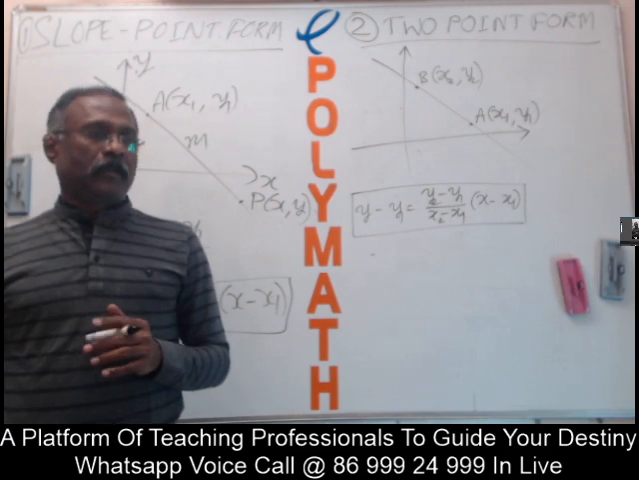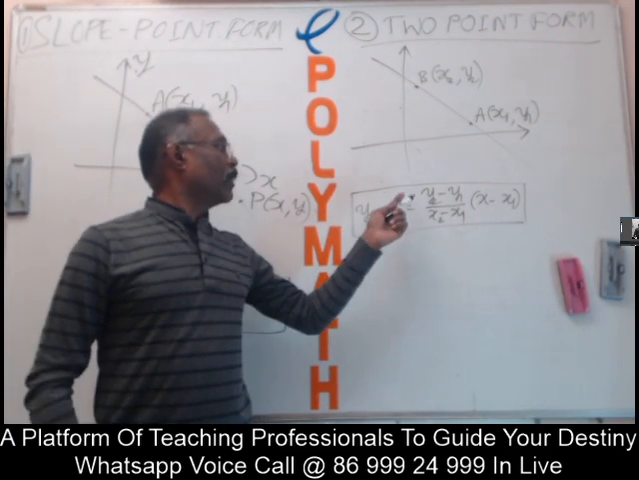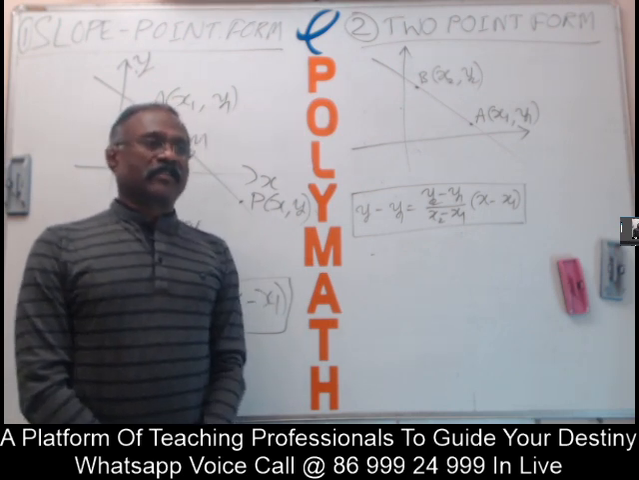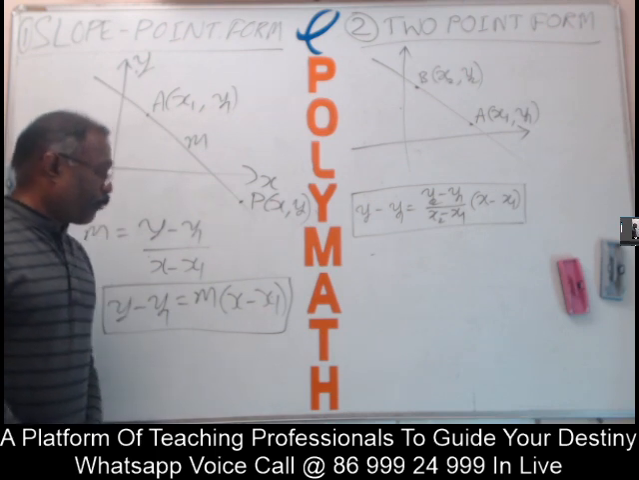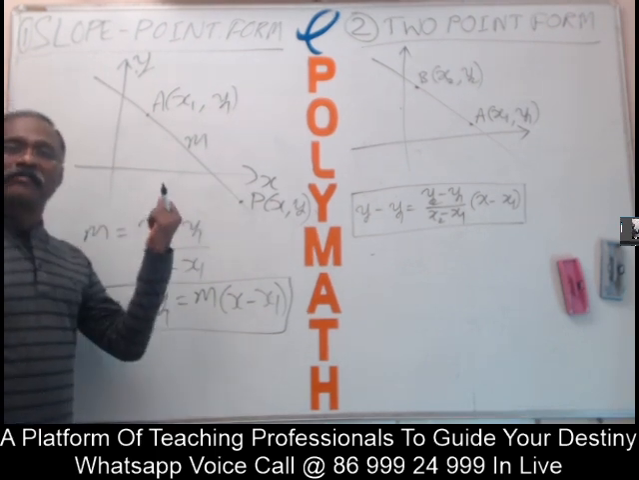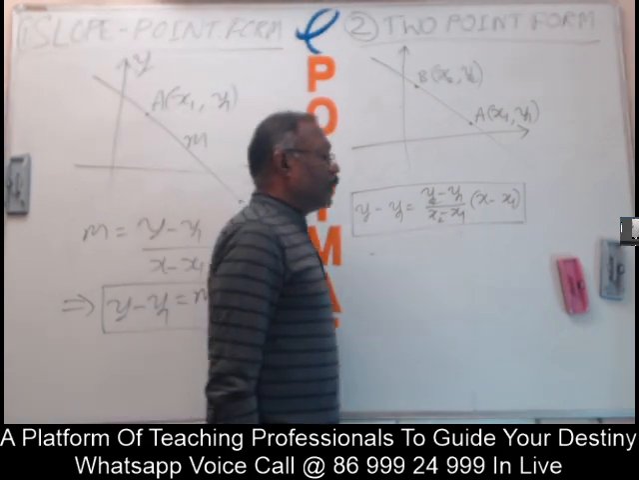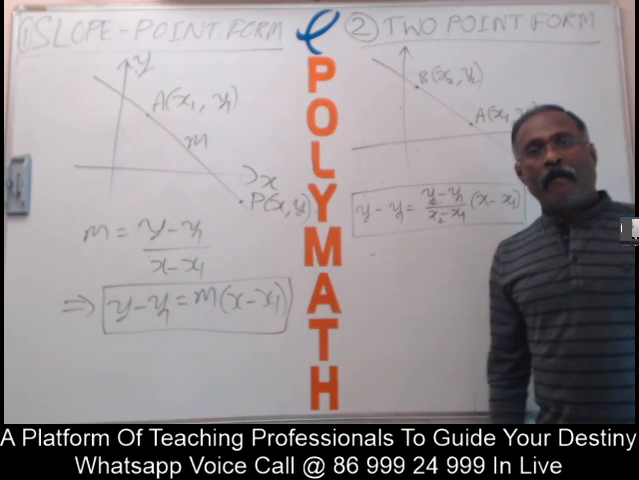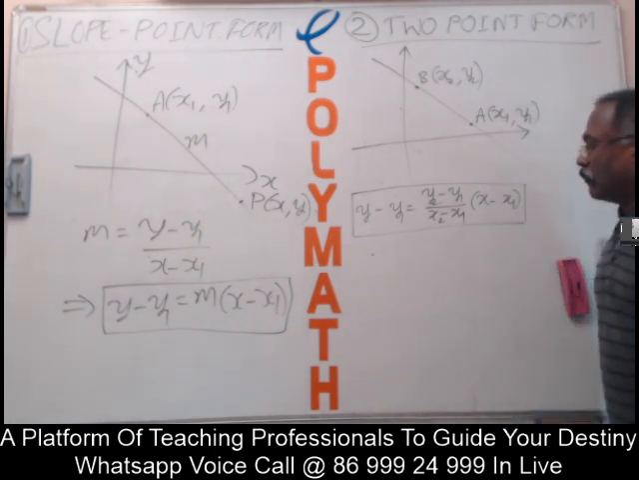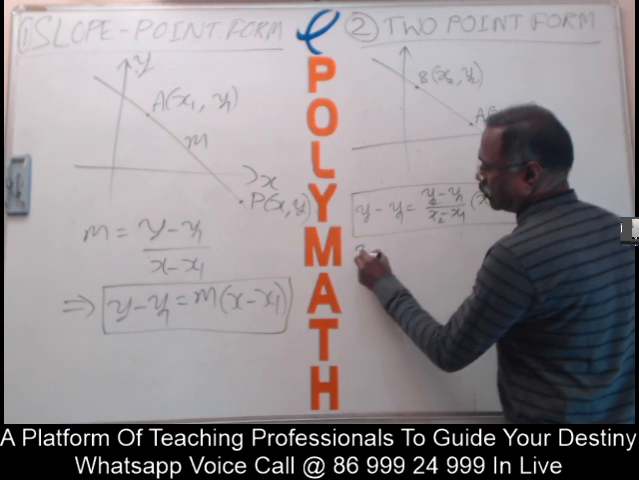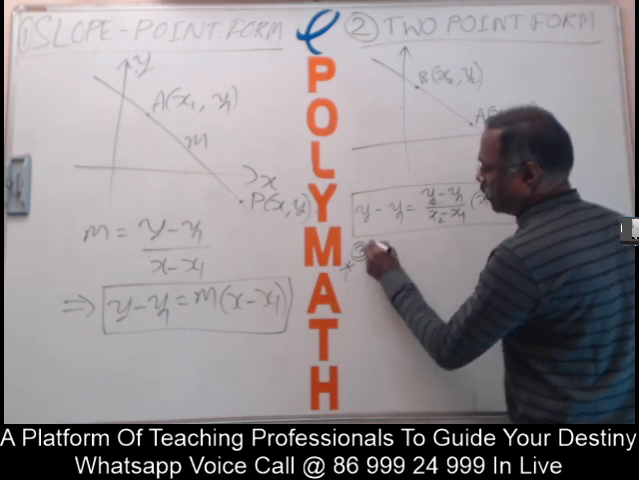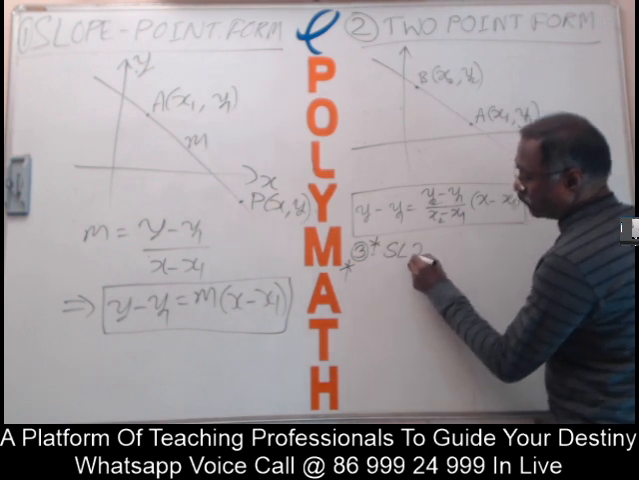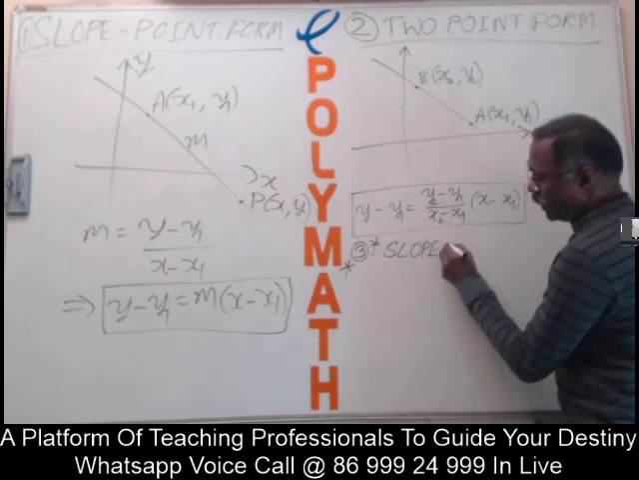The 2-point form is y minus y1 is equal to (y2 minus y1) by (x2 minus x1) into (x minus x1), and the slope point form is y minus y1 is equal to m into (x minus x1). These are the 2 different forms of the straight line. Now the third form is a very important form and frequently used: slope intercept form.